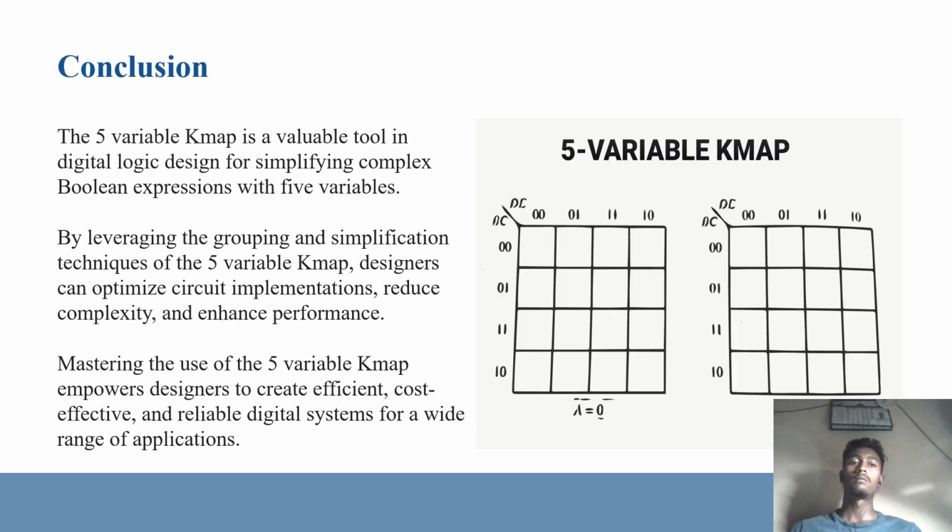As a conclusion for this topic, the 5-variable K-map is a valuable tool in digital logic design and simplifying complex Boolean expressions with 5 variables. By leveraging the grouping and simplification techniques of the 5-variable K-map, designers can optimize the circuit implementation, reduce the complexity, and enhance performance. So you can master the use of the 5-variable K-map so that you can create cost-efficient and reliable digital systems for a wide range of applications.